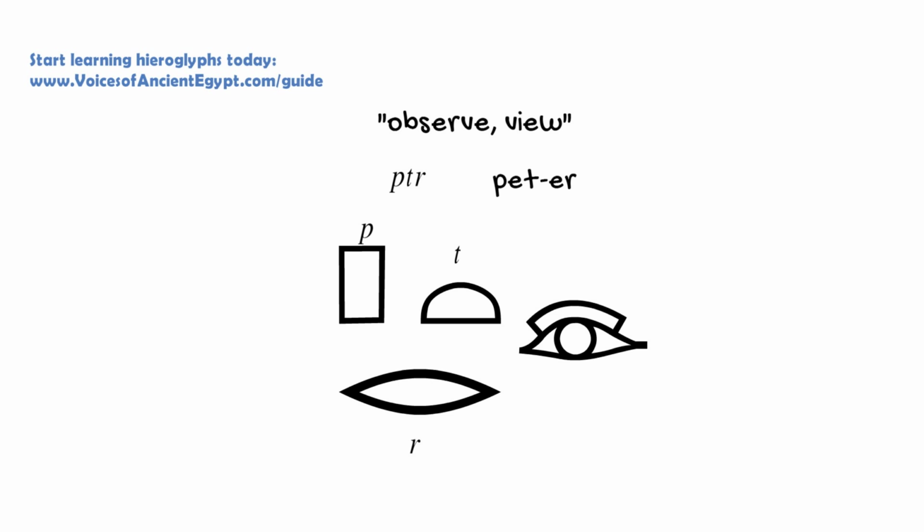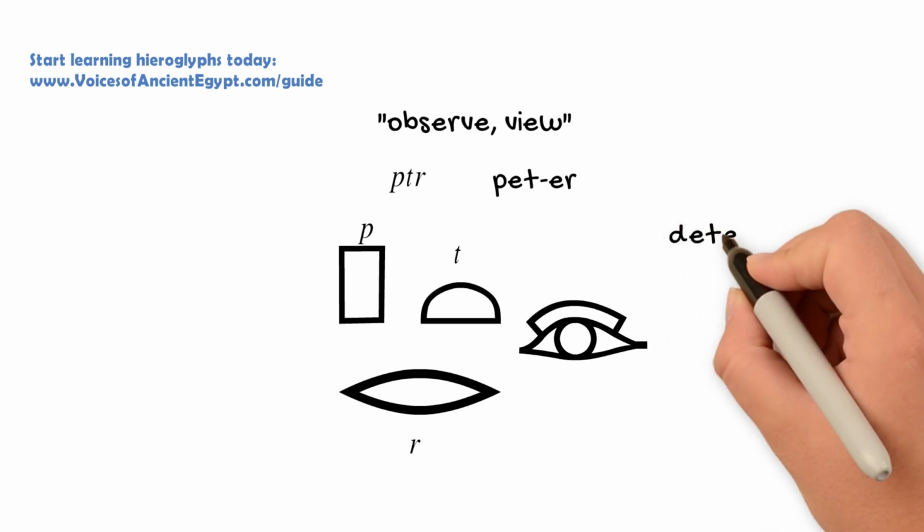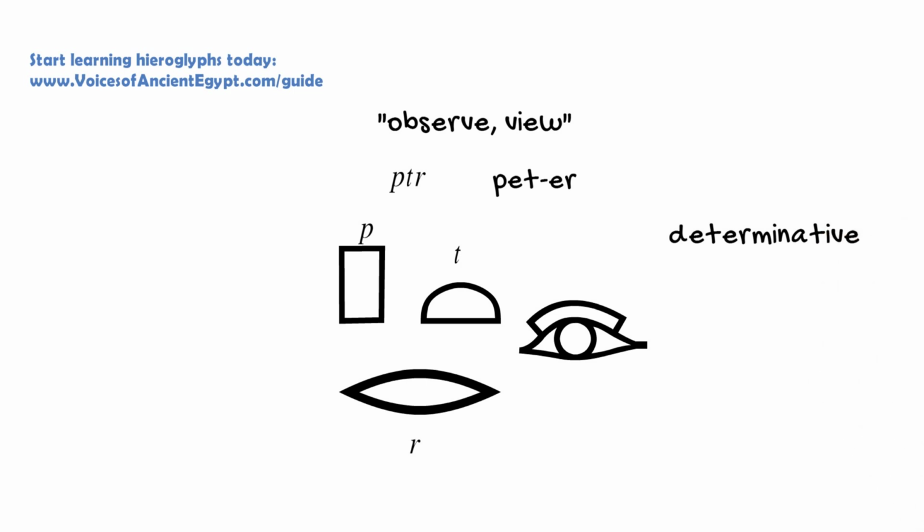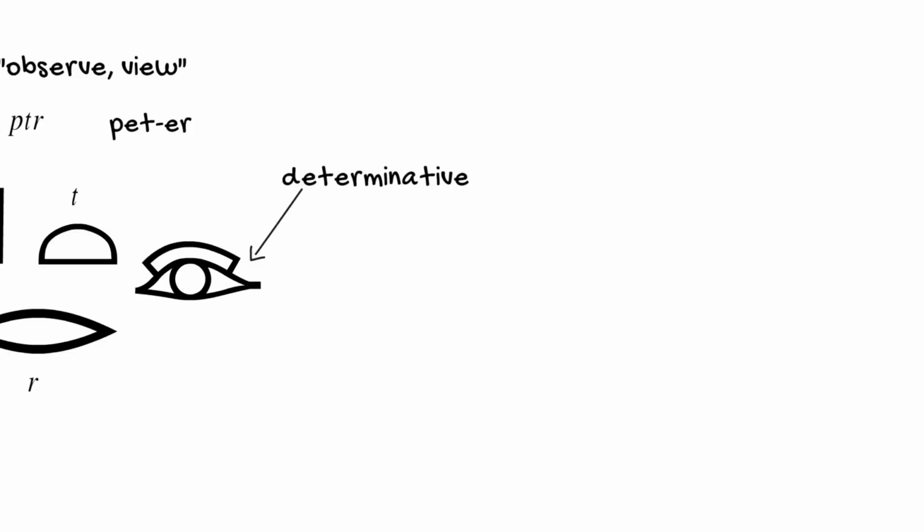Now, one thing I should note here is this eye hieroglyph is actually different from the eye we talked about before that had the sound ir. This particular eye with the paint above it is used only as a determinative.